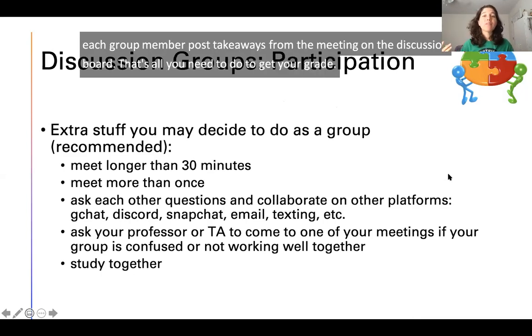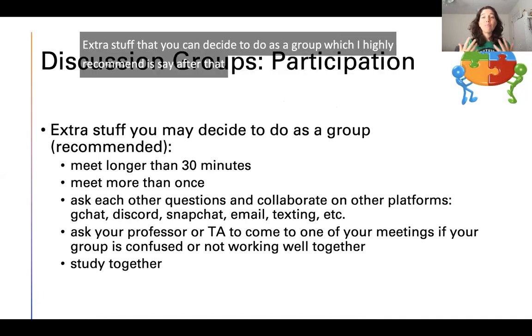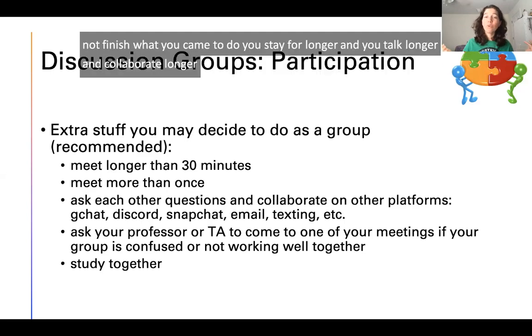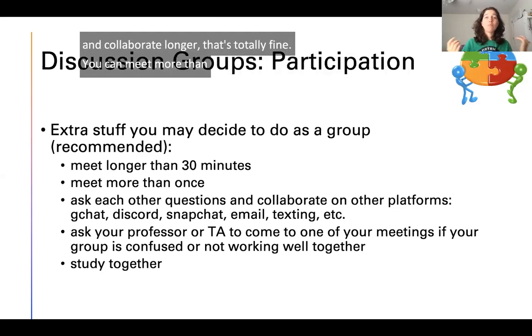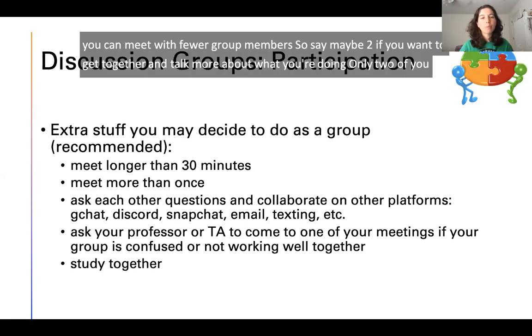So extra stuff that you can decide to do as a group, which I highly recommend, is say after that 30-minute meeting, if you all do not finish what you came to do, you stay for longer and you talk longer and collaborate longer. That's totally fine. You can meet more than once. You don't have to meet once a week, or you can meet with fewer group members. So say maybe 2 of you want to get together and talk more about what you're doing. Only 2 of you can meet. It doesn't have to be the whole group.